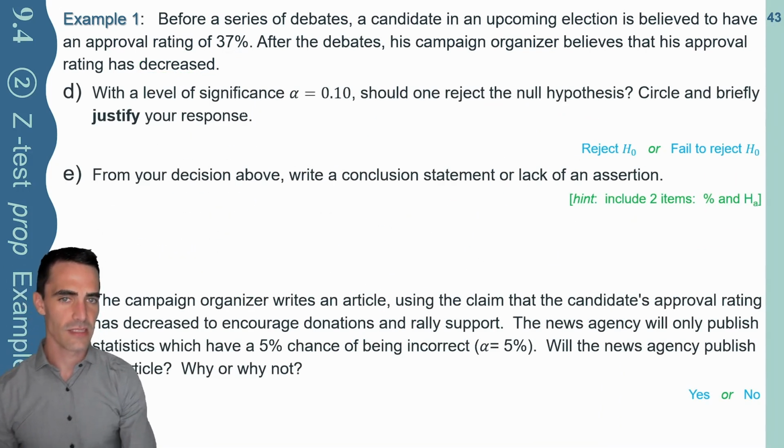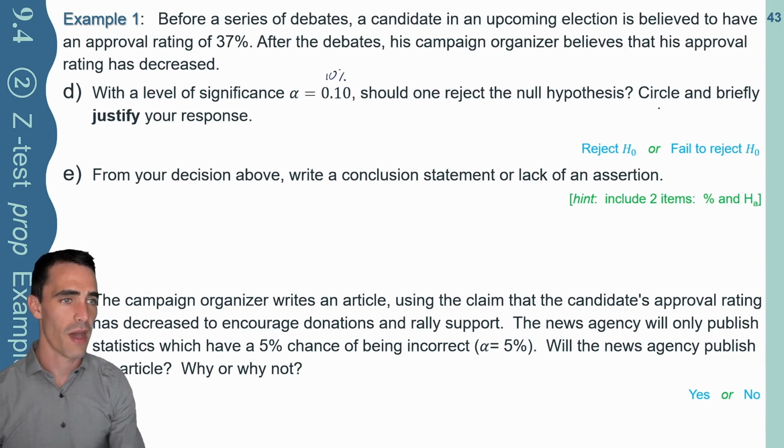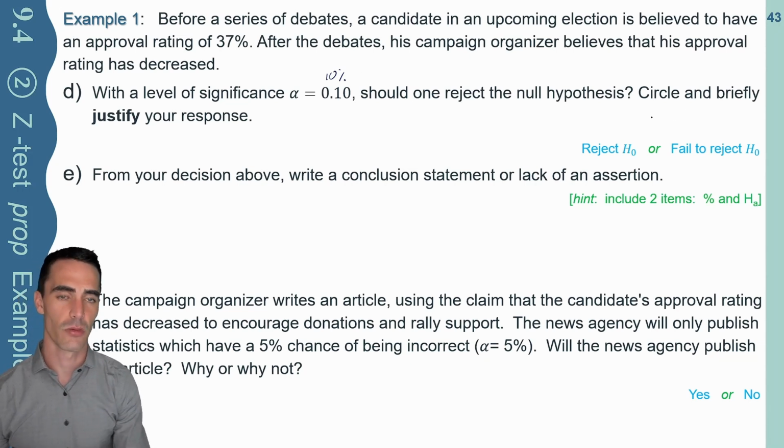With a level of significance of 10% or 0.1, should one reject the null hypothesis? Circle and briefly justify your response.